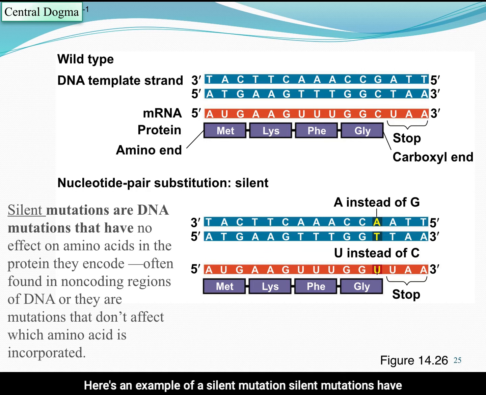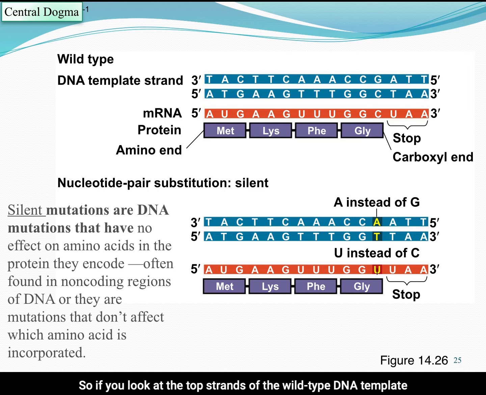Here's an example of a silent mutation. Silent mutations have no effect on the amino acid that they produce. They are often found in the non-coding region and don't impact which amino acid is incorporated into a protein.